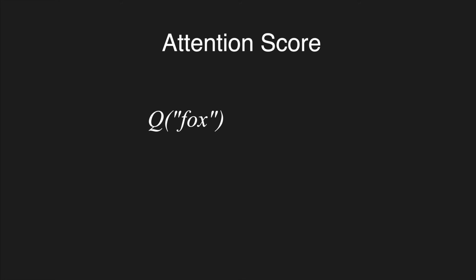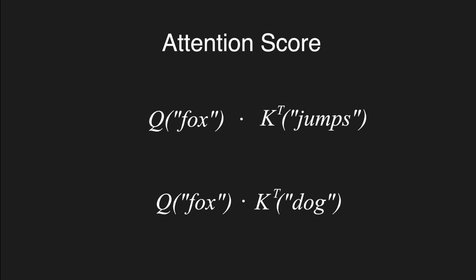Once we have all the queries and keys, the model measures how well each query aligns with each key. It does this with a simple dot product, a measure of how similar two vectors are. We talked about it in the last video briefly. Now let's look at a simple example. If Fox has a strong query for jumps, their dot product will be large, meaning Fox attends strongly to jumps.